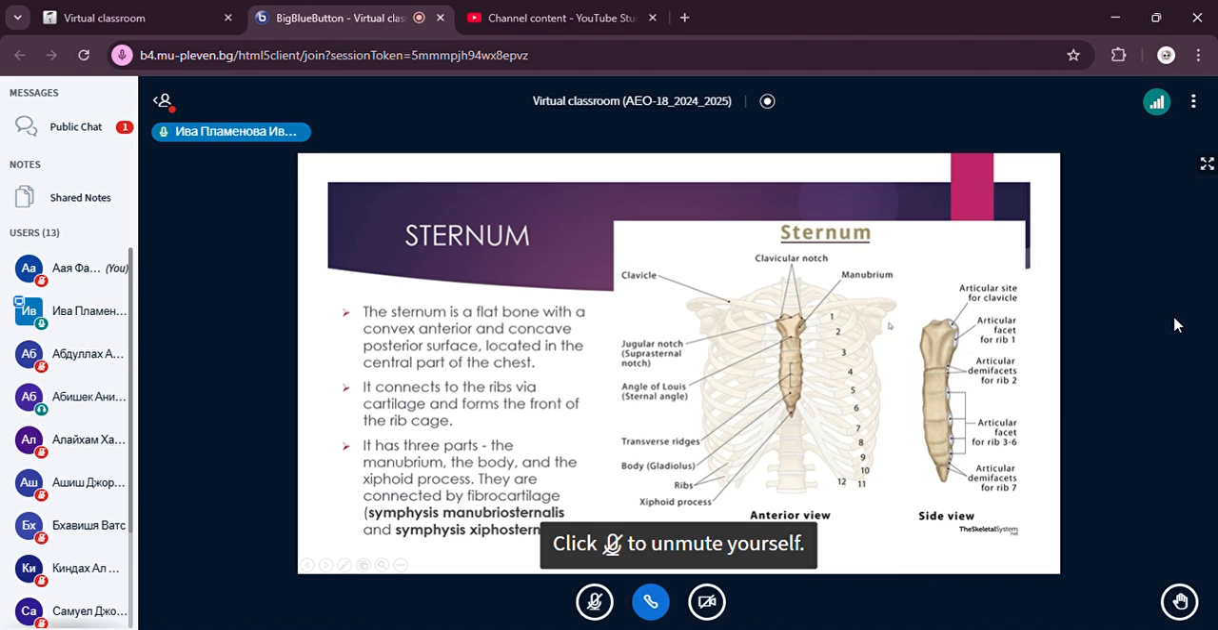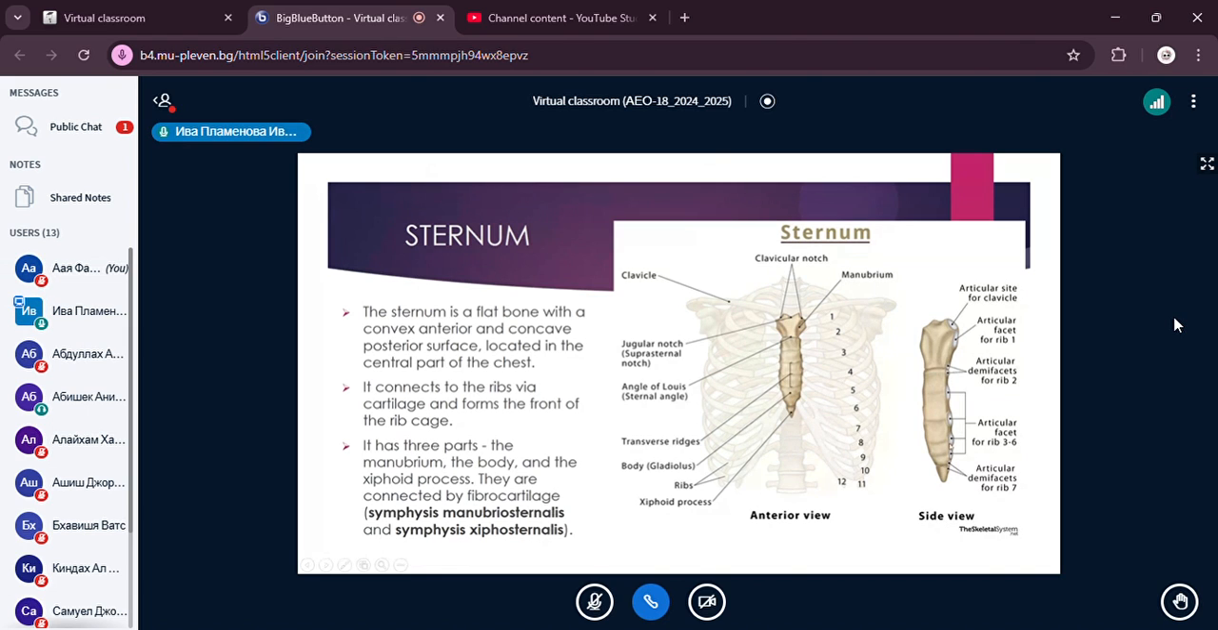On the lateral surface, we have the articular facet for the first rib. On the inferior part of the manubrium, we have a semifacet for the second rib. The sternal angle between the manubrium and the body serves to define the level of the second rib.